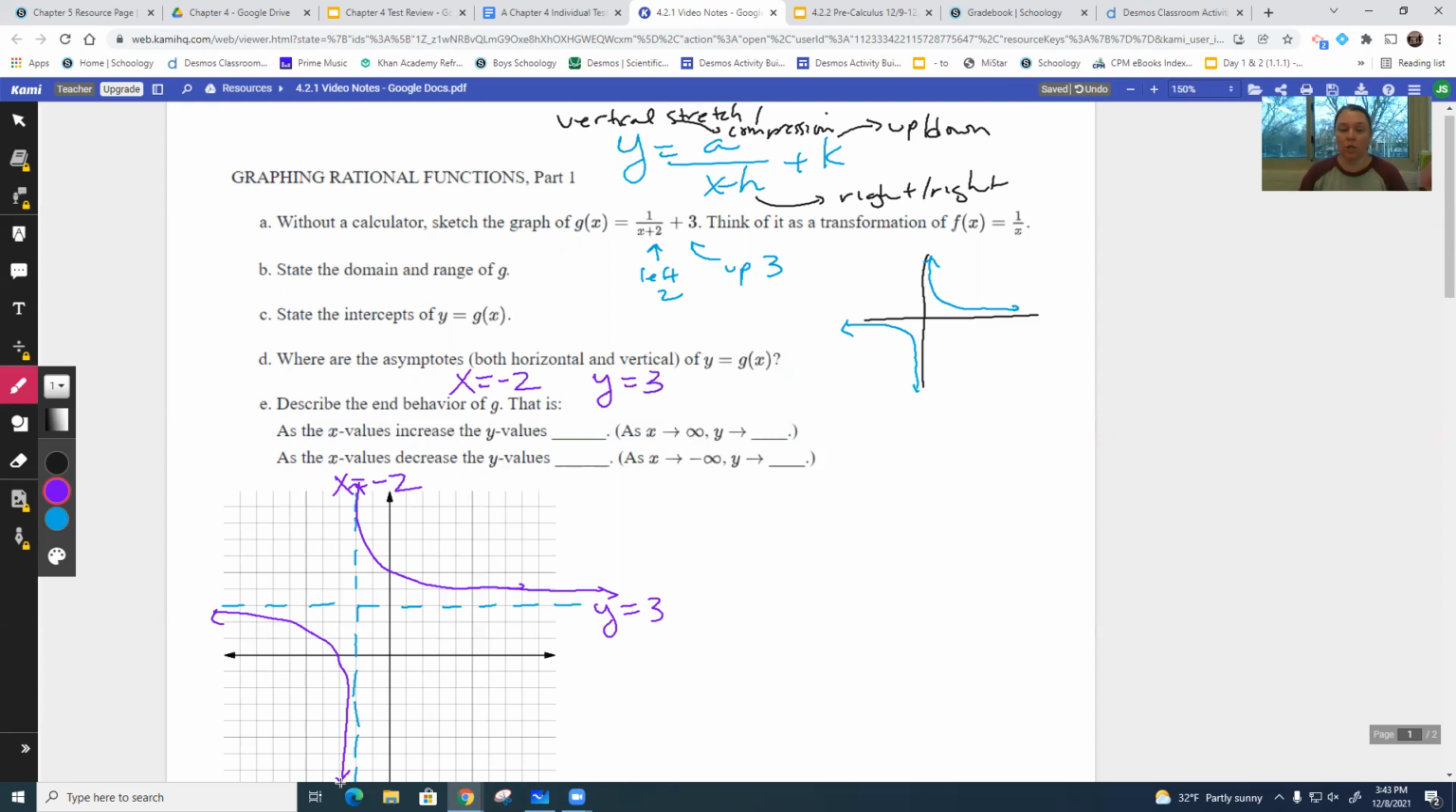Notice that I'm writing those as equations for lines. I'm not just writing -2 and 3. They represent lines. They should be equations.